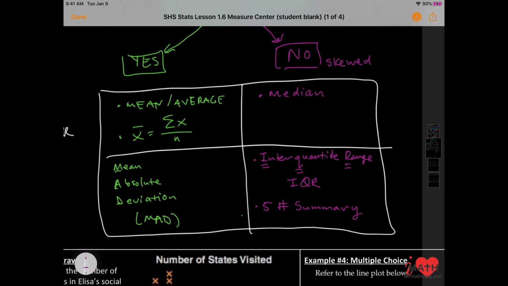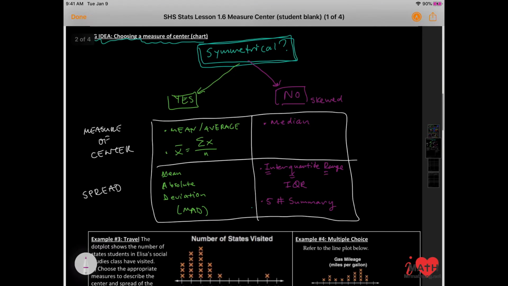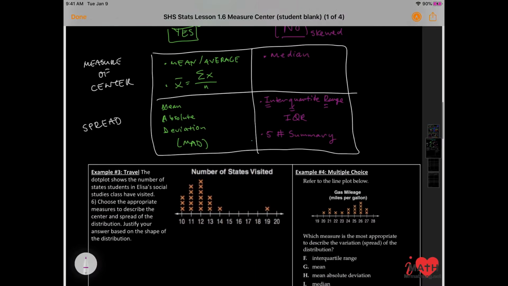Okay? So, just ask the question, is it symmetrical? If it is symmetrical, then you do the green light. If it's not, no way, it's skewed. No, it's not symmetrical, then you do what's in pink. Okay? Let's apply that to a problem.